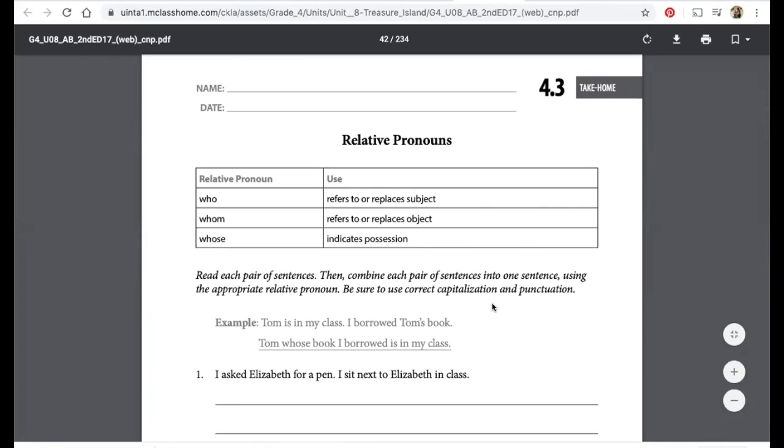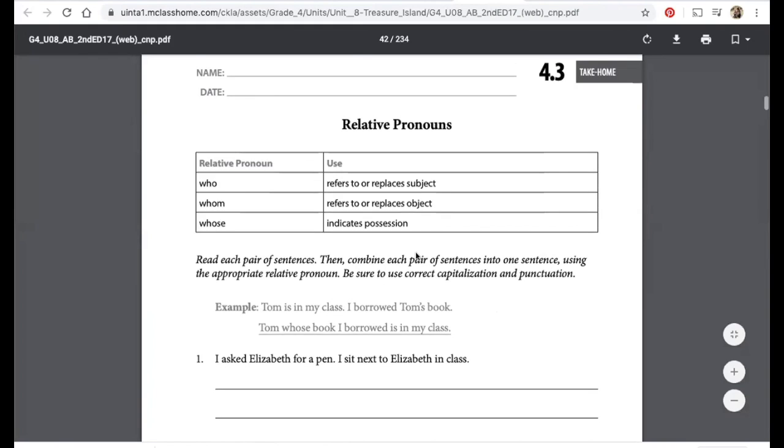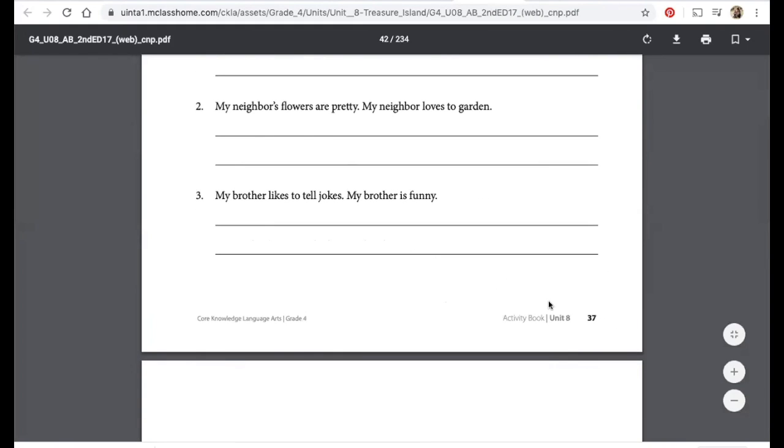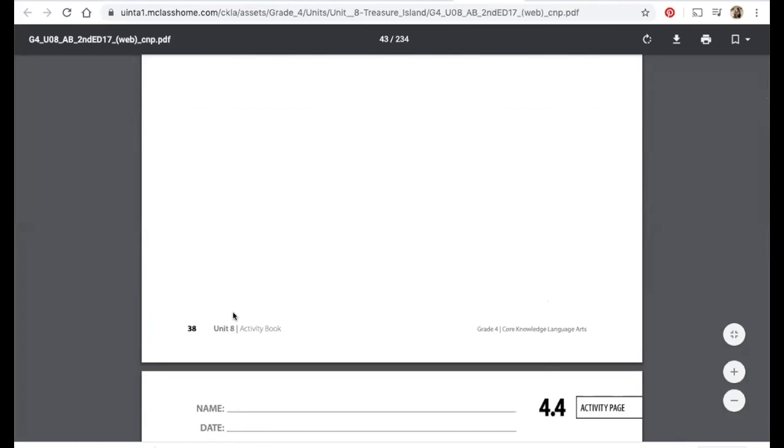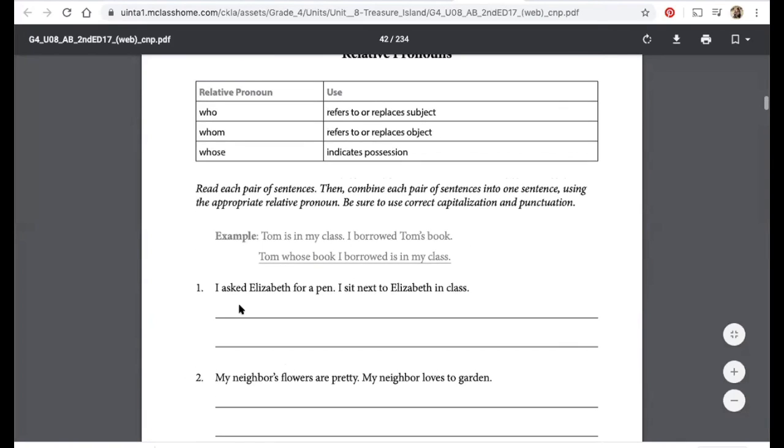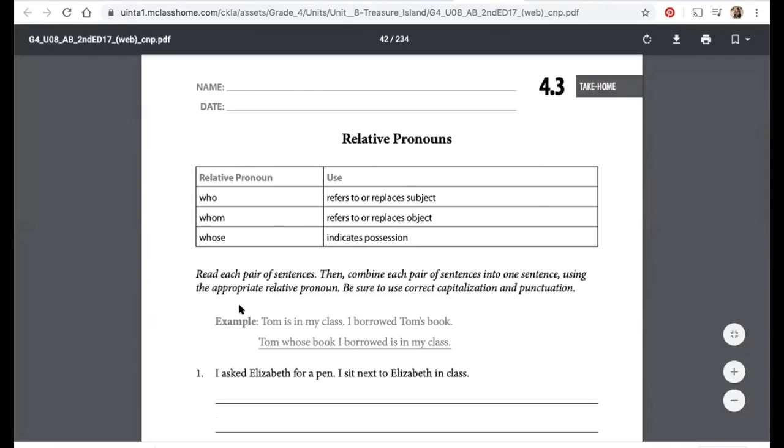So let me show you what page you are going to be on. In your activity book today, you will be on activity page number 4.3. The page number it's on is 37 and 38. I find today's lesson extremely interesting, and it's because we're using what we call relative pronouns.